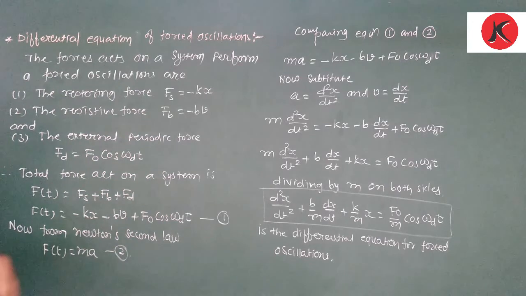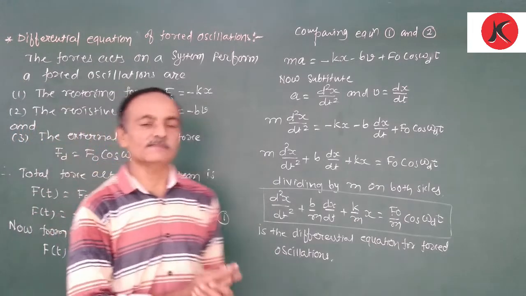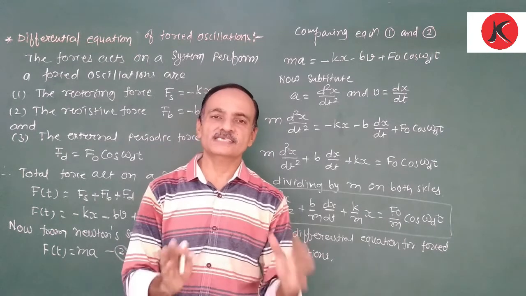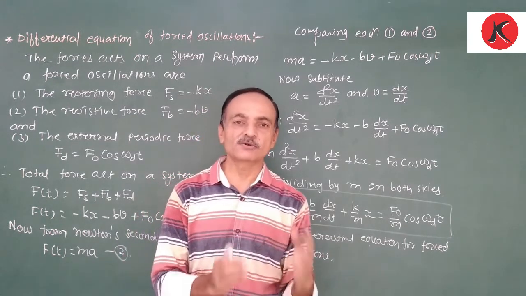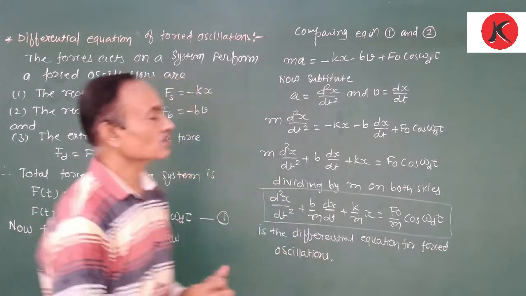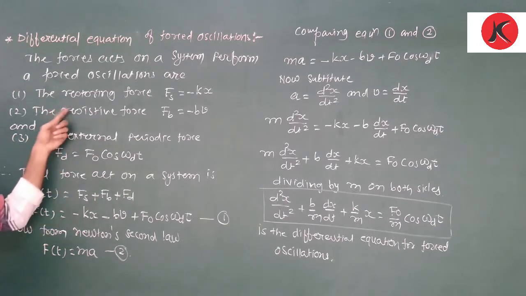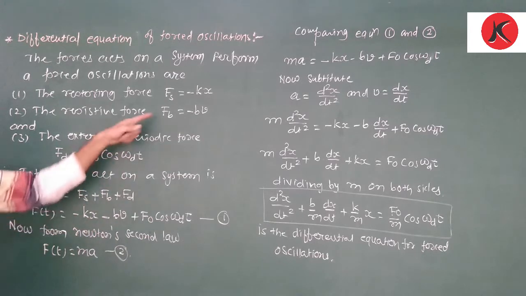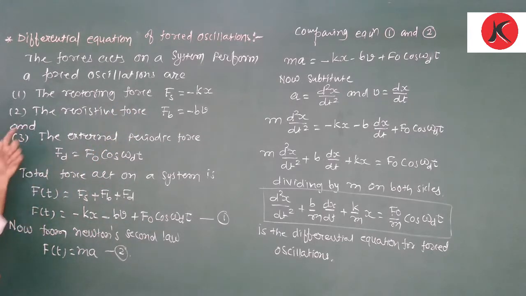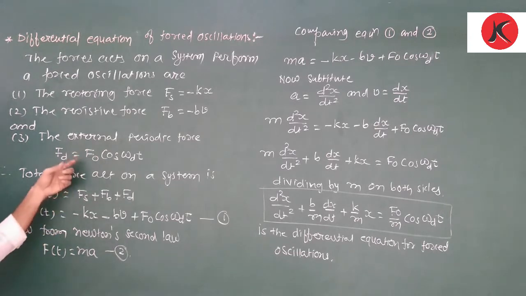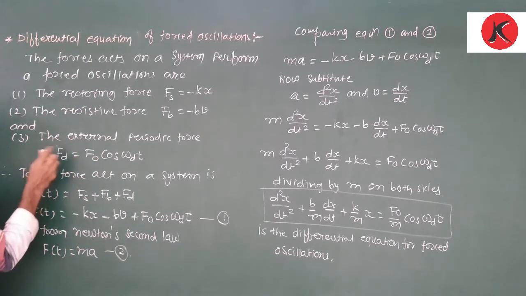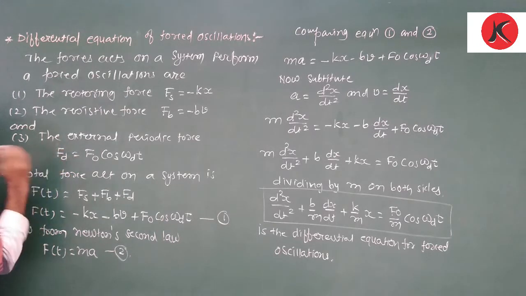Again, what is forced oscillation? The oscillation of a system under the influence of an external periodic force is known as forced oscillation. The forces acting on a system performing forced oscillations are: first, the strain force Fs is equal to minus kx. Second is the resistive force due to the medium, Fb is equal to minus bv. And third is the external periodic force, F is equal to F0 cos omega d into t.